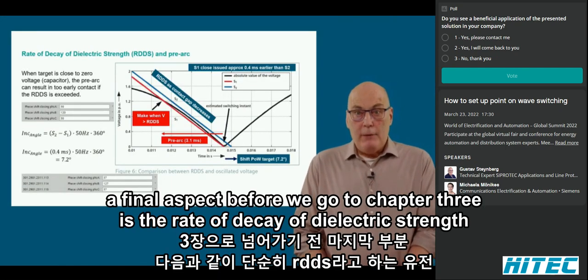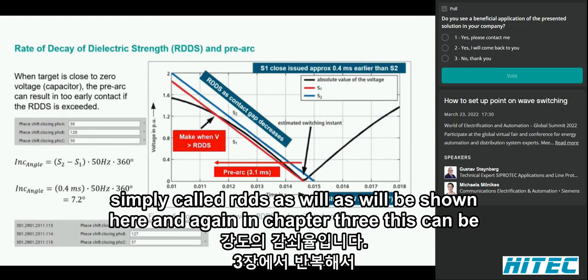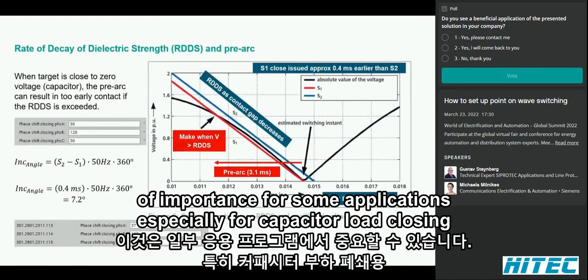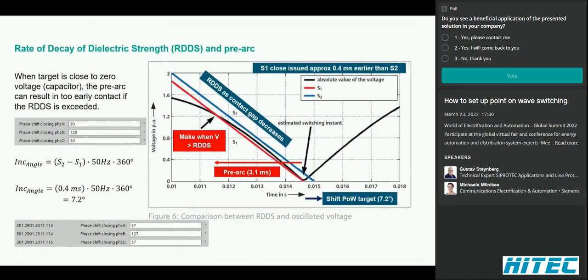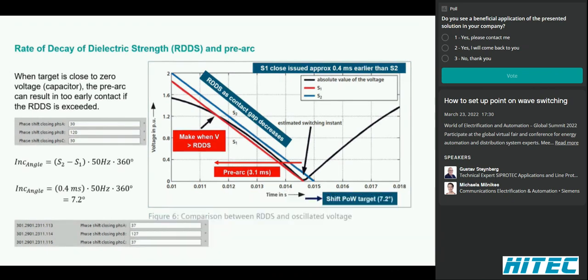A final aspect before we go to Chapter 3 is the rate of decay of dielectric strength, simply called RDDS. As will be shown here and again in Chapter 3, this can be of importance for some applications, especially for capacitor load closing. What is RDDS? It is a value we can use to determine the pre-arc time.